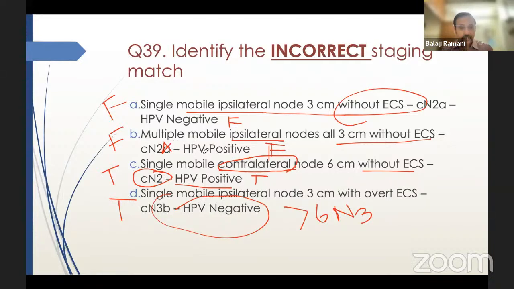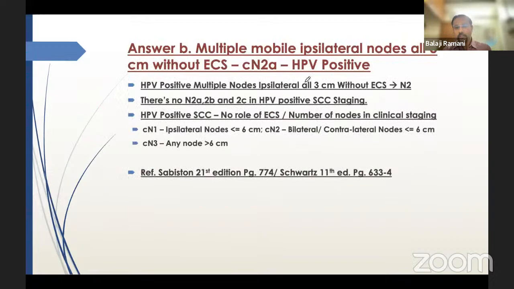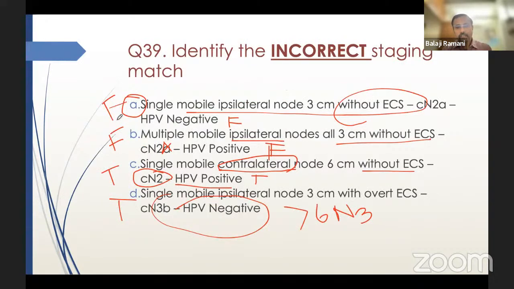Okay, so the incorrect statement here is actually only A. All the rest are going to be positive. This should have been N2. Okay, so if you look at this statement, kindly correct it in your notes. Okay, so this one is... first is false.